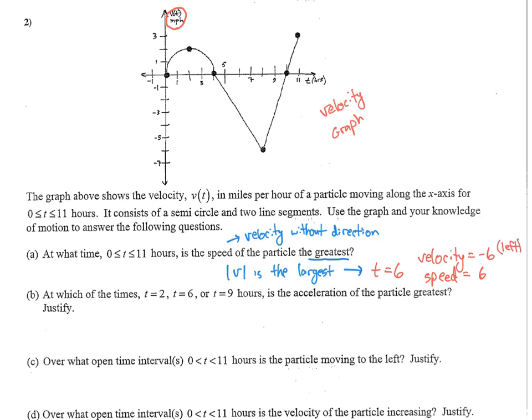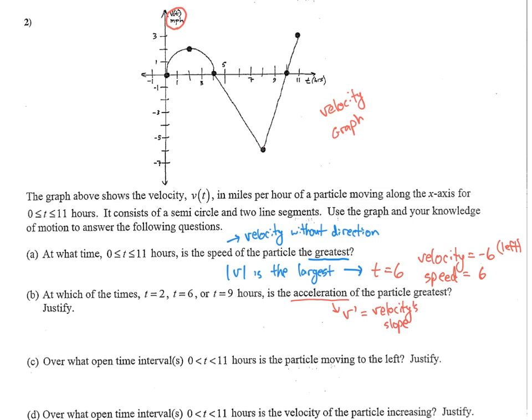Okay, let's go on to the next piece. It asks at which of the times t equals 2, t equals 6, or t equals 9 hours is the acceleration of the particle the greatest. So the acceleration of a particle is found by looking at the derivative of velocity. Or in other words, the slope of velocity. So if we're wondering about acceleration in this problem, we want to look at the slope of velocity.